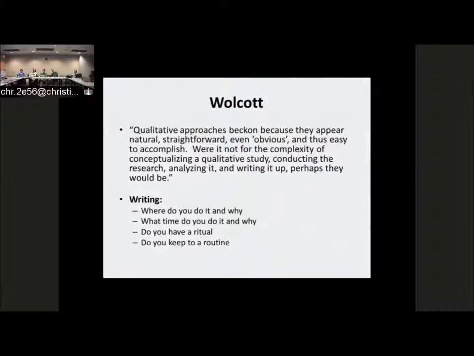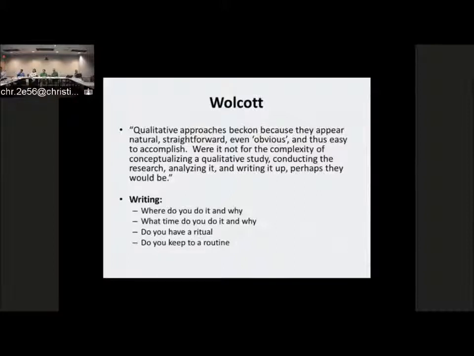Okay. So writing it up, this is Walker, I'll give you the citation later today. I love this quote. "Qualitative approaches beckon because they appear natural, straightforward, even obvious, and thus easy to accomplish. Were it not for the complexity of conceptualizing a qualitative study, conducting the research, analyzing it, and writing it up, perhaps it would be." I always look at that and think, yeah, totally right.